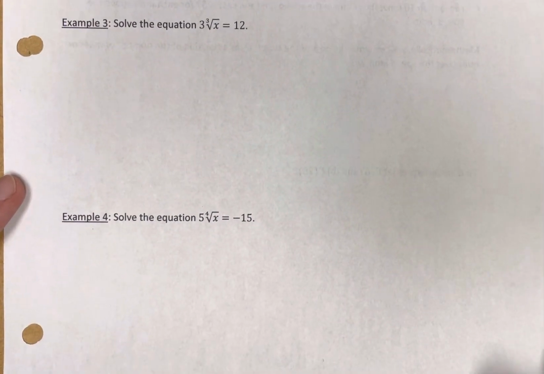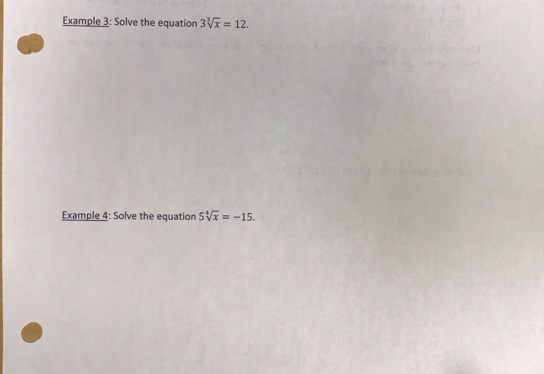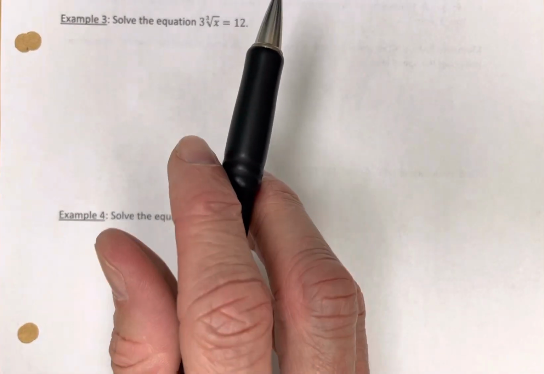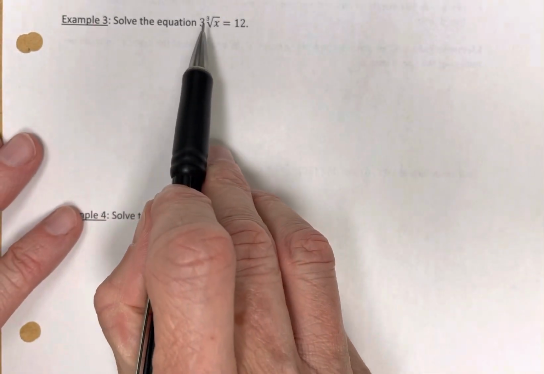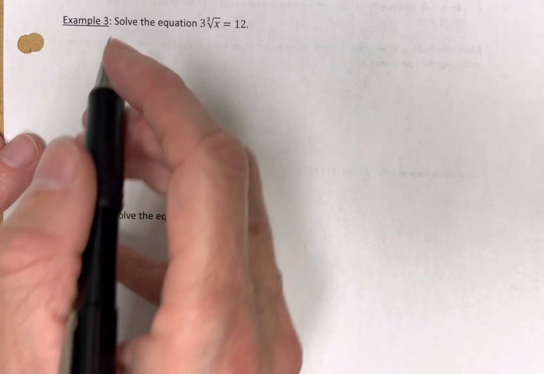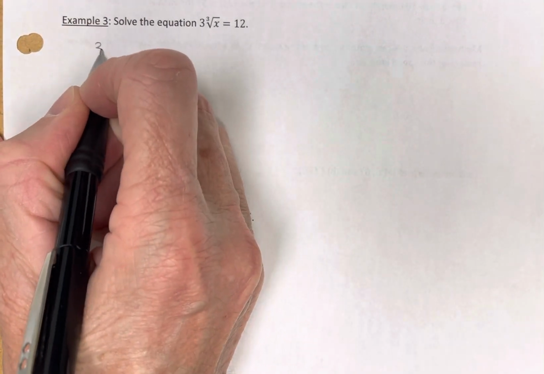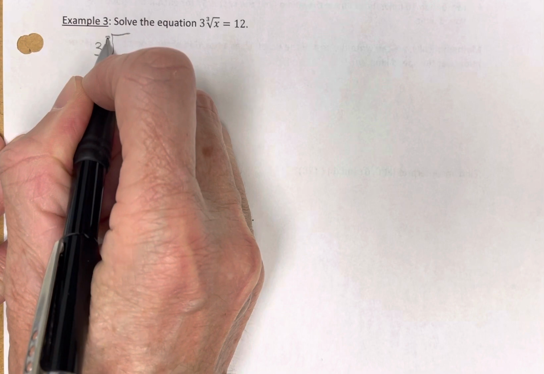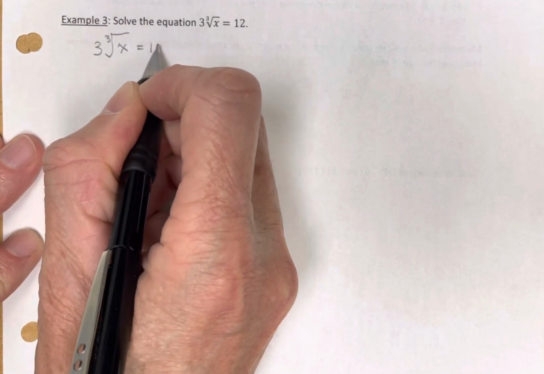Okay, so we have solved power functions using root functions algebraically to solve them. Now let's solve root functions by using power functions. Example 3. 3 times the cube root of x is 12. Solve for x algebraically. Well, I have 3 times the cube root of x is equal to 12.